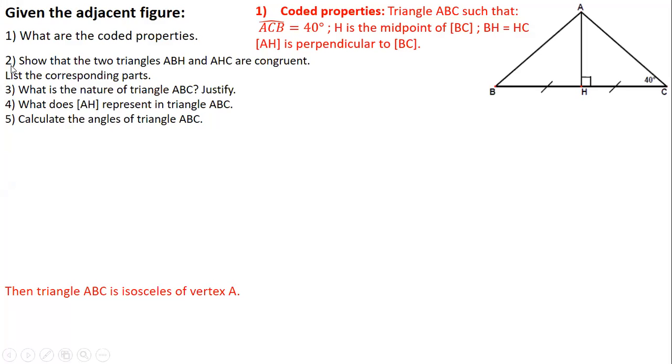Show that the two triangles ABH and AHC are congruent. So ABH, Maya, this triangle, and AHC, this triangle, why are they congruent? What do you see in these two triangles, Maya? Of course, only the marked elements we can use. What is the starting sentence, Maya?